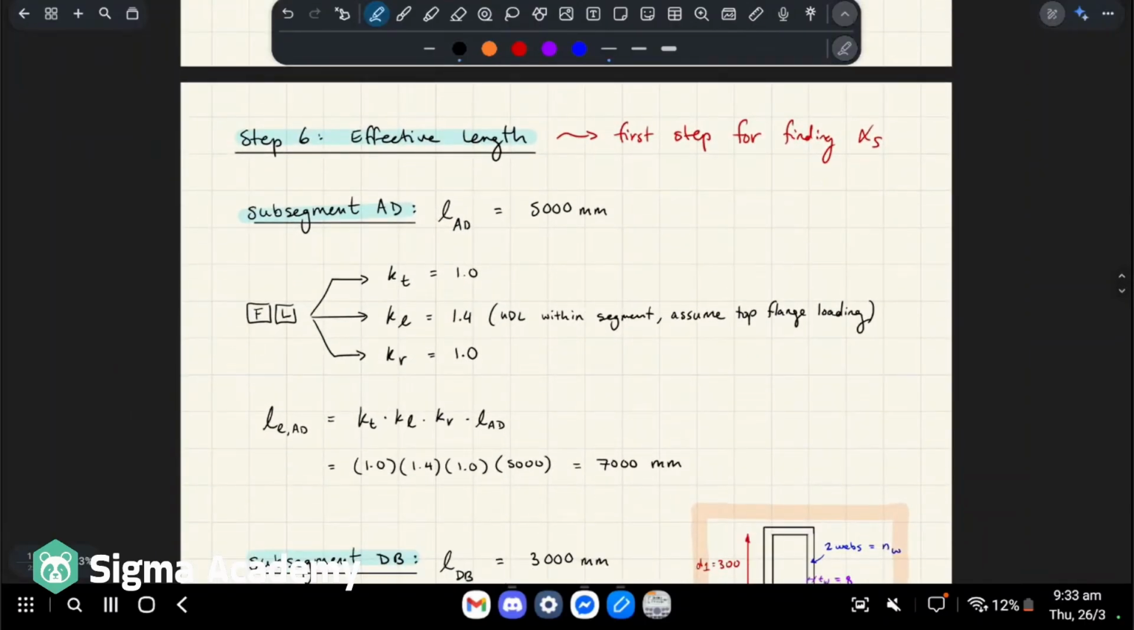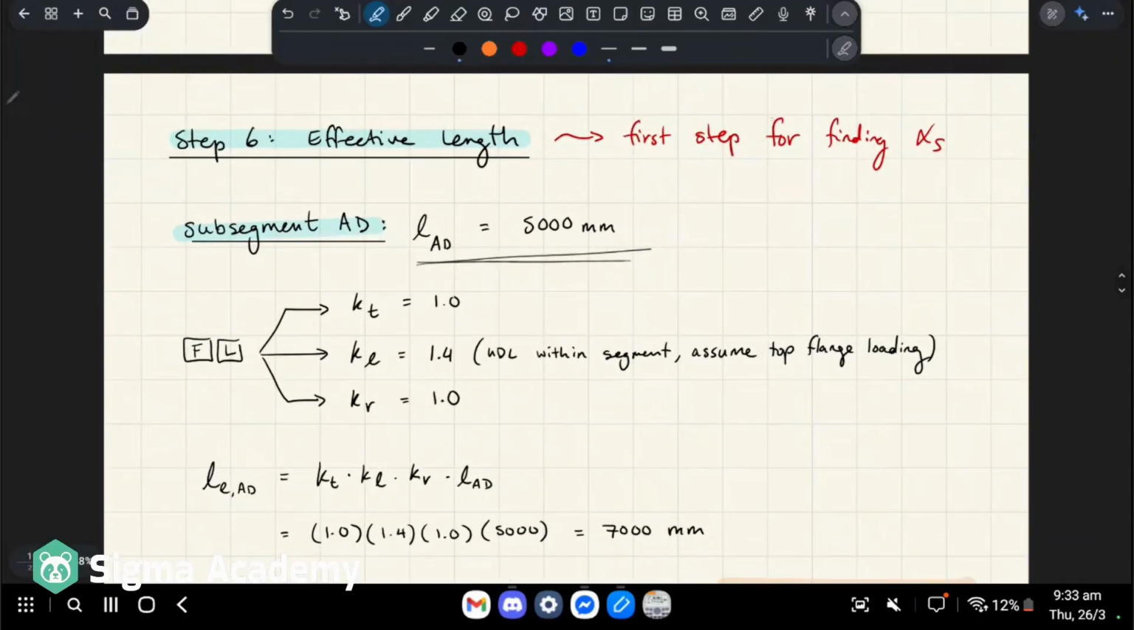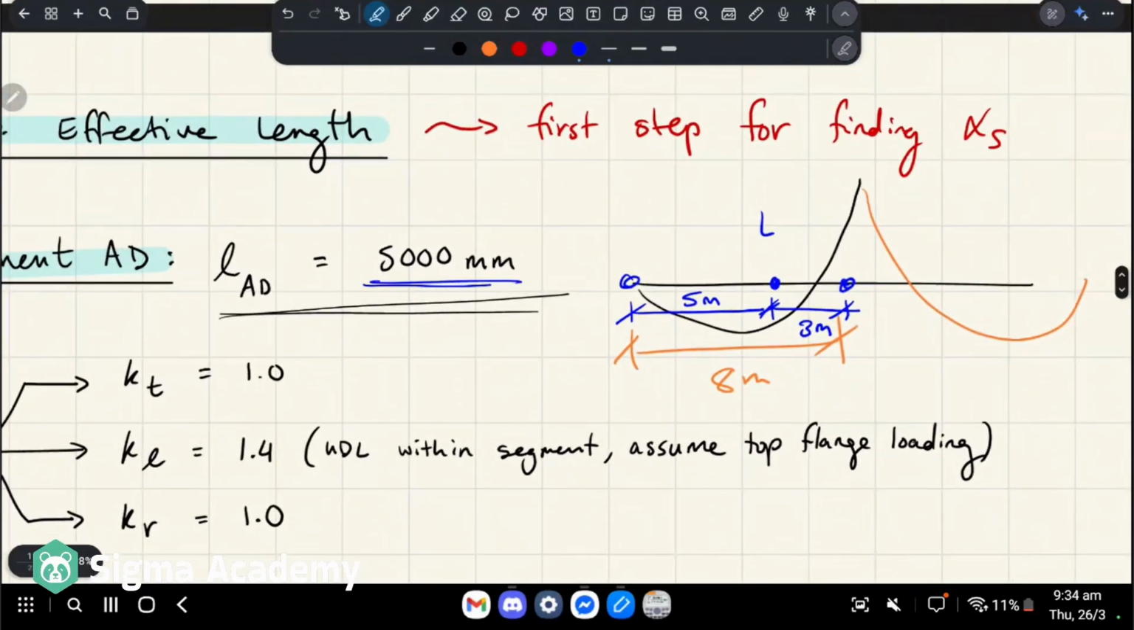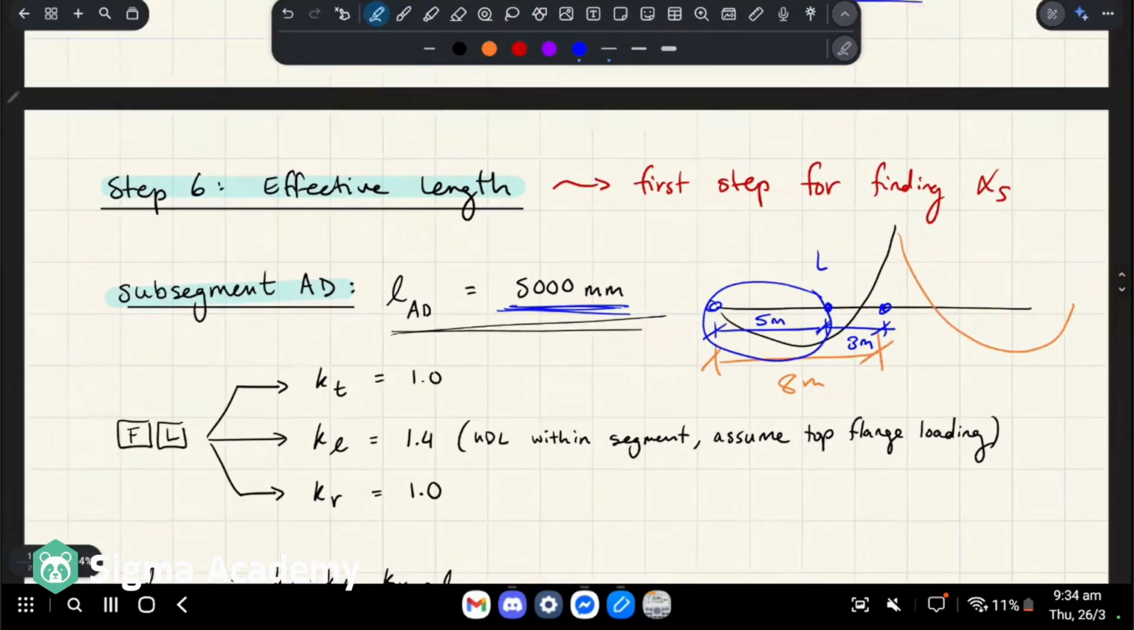Yeah, effective length. This is pretty similar to last video, so I won't cover it too much. The only thing was for our beam, basically, this was 8 meters, right? And we have restraints here and here, partial or full restraints. I can't remember the order. It said there's a lateral restraint here, 3 meters in, which means this is 5 meters. Right, so if you're wondering where that 5,000 comes from, we're taking the subsegment right now from A to D.